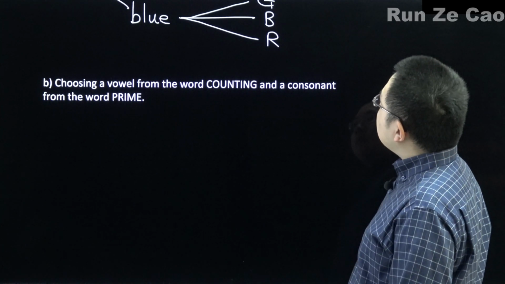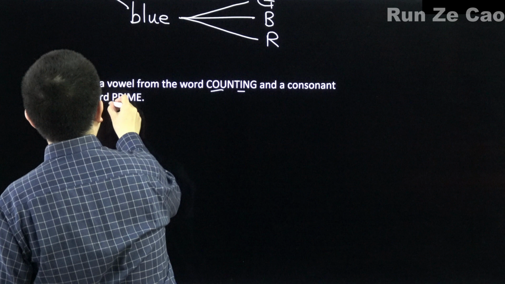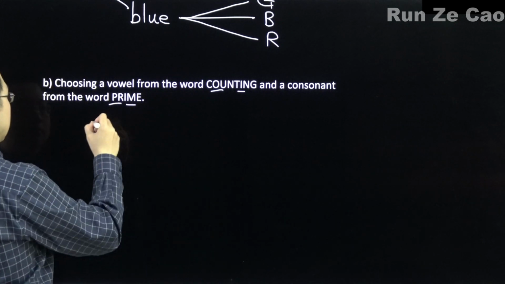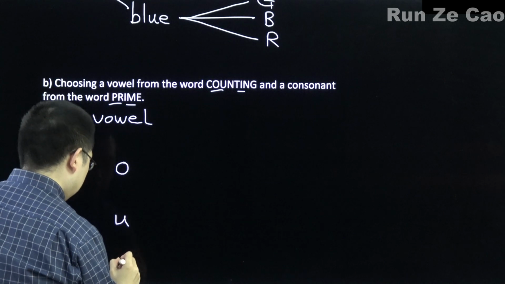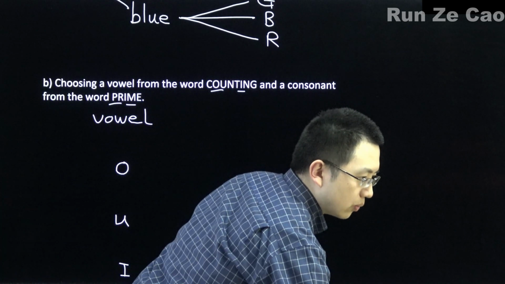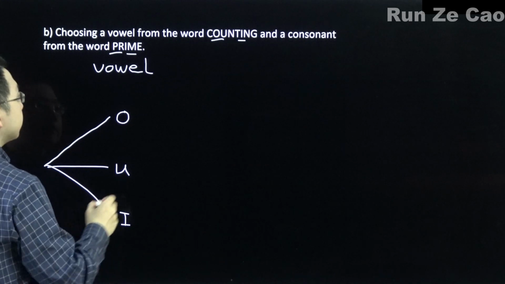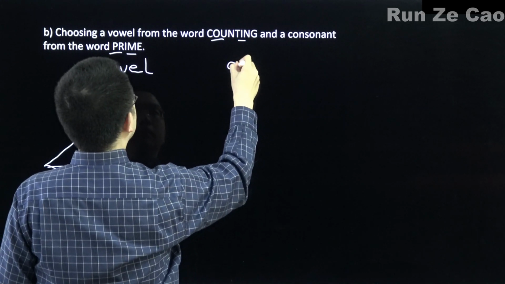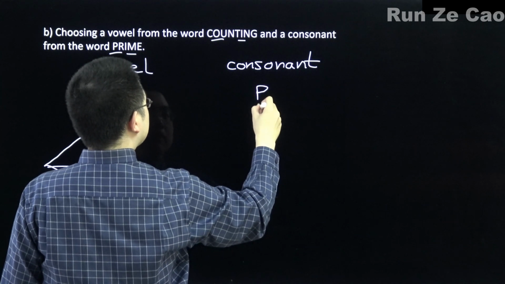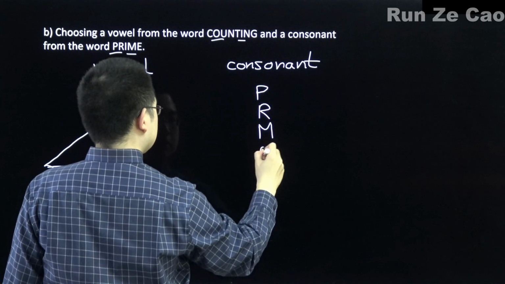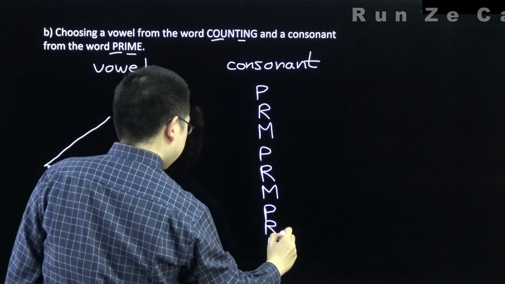So let's choose a vowel from the word counting. That means O, U, or I. And a consonant from the word prime, which is P, R, or M. So, the vowel, we're going to have O, U, and I. And for the consonant, we would have P, R, and M for each one of these. Okay, P, R, and M. P, R, and M.